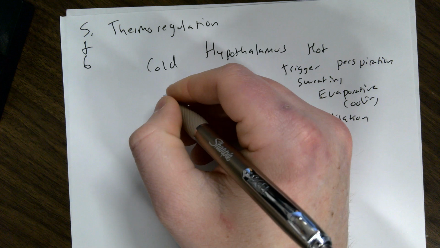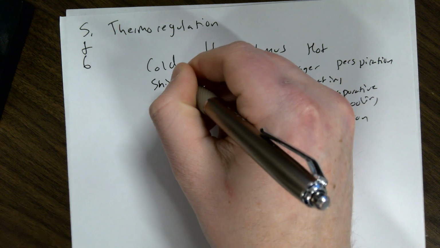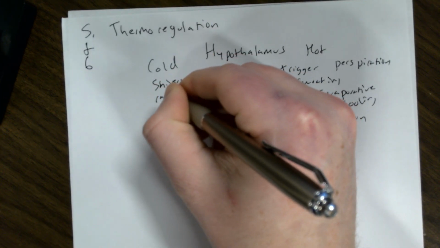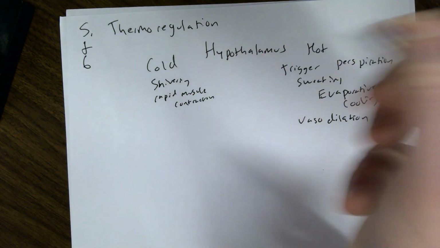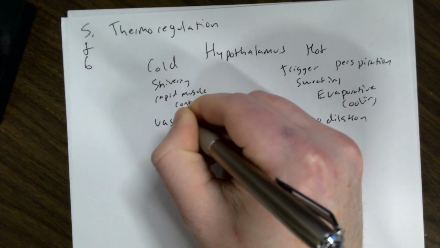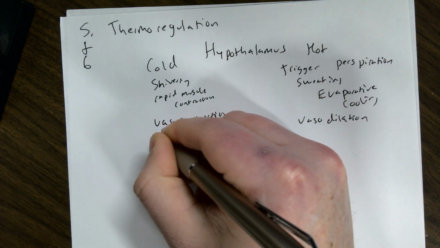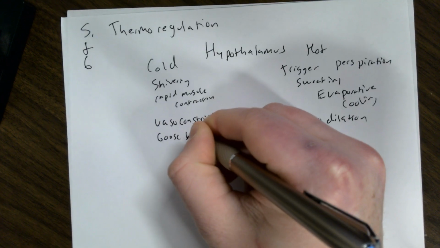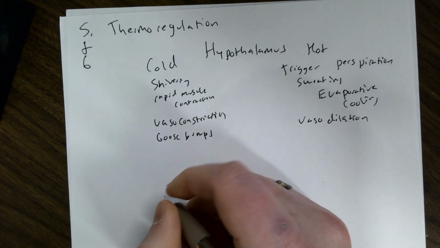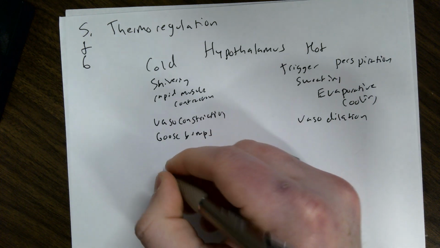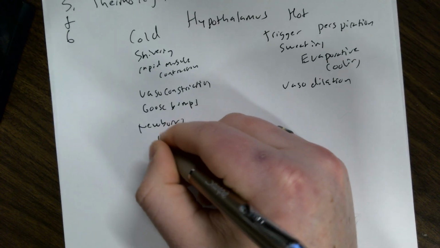When you're cold, it'll trigger shivering, or rapid muscle contraction, as well as vasoconstriction. We also get goosebumps, the raised hairs, which don't really do anything anymore, but they used to. And then newborns use brown adipose tissue.